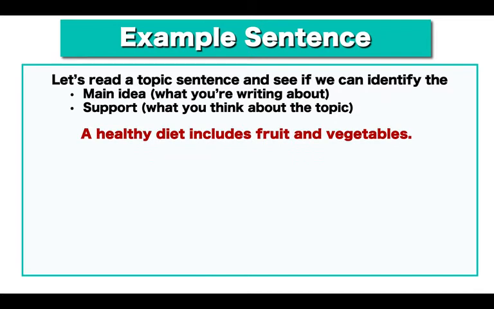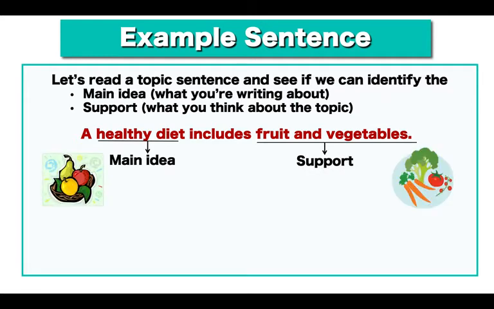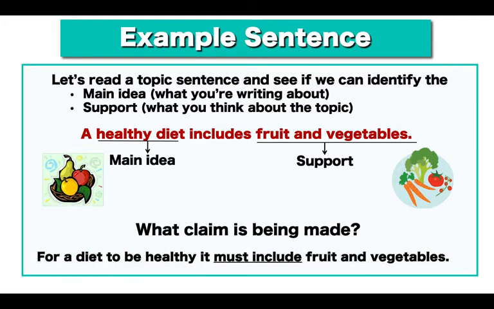So this is our example. A healthy diet includes fruit and vegetables. So what is the main idea? Yes, that's right. Healthy diet. What about the support? Fruit and vegetables. Very good. What claim is being made here? For a diet to be healthy, it must include fruit and vegetables.